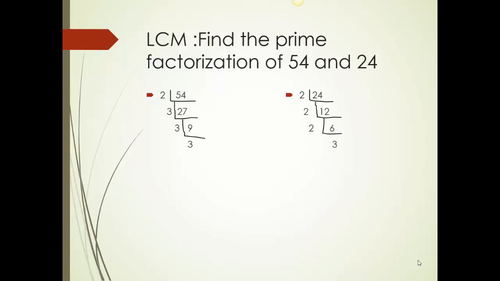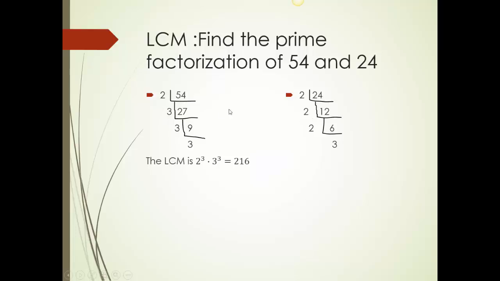So when I look here, I'm looking at how many times 2 appears in either number. It's 2 to the first for 54, but it's 2 cubed for 24, so I put in 2 cubed. And then 3 appears twice in 54, and once in 24, so I'm going to put in 3 squared. I don't have to put 4 2's because I see 3 2's on the page.